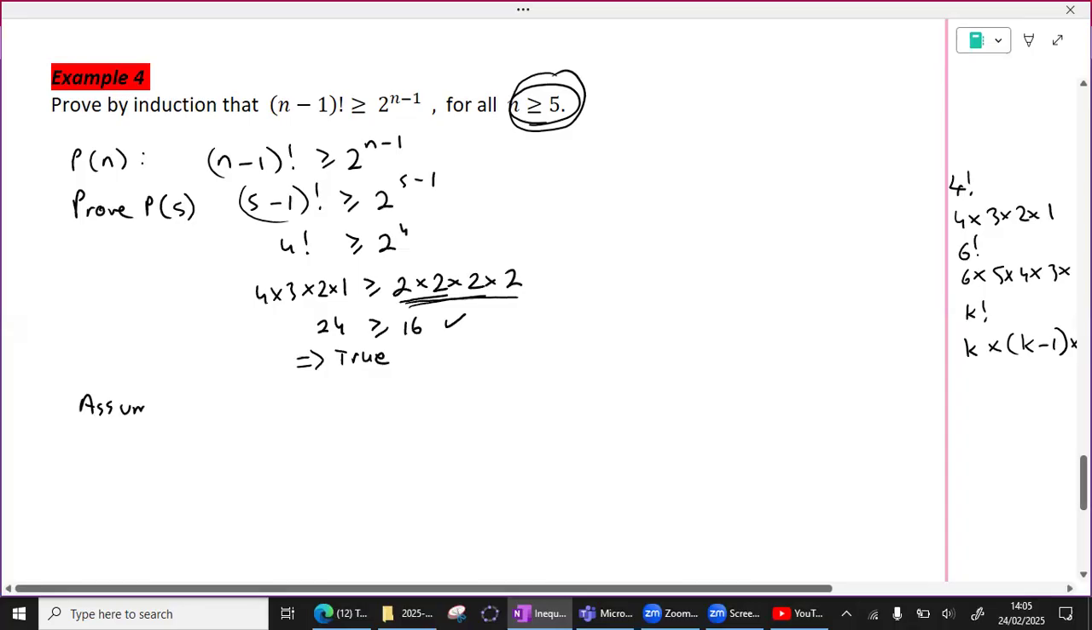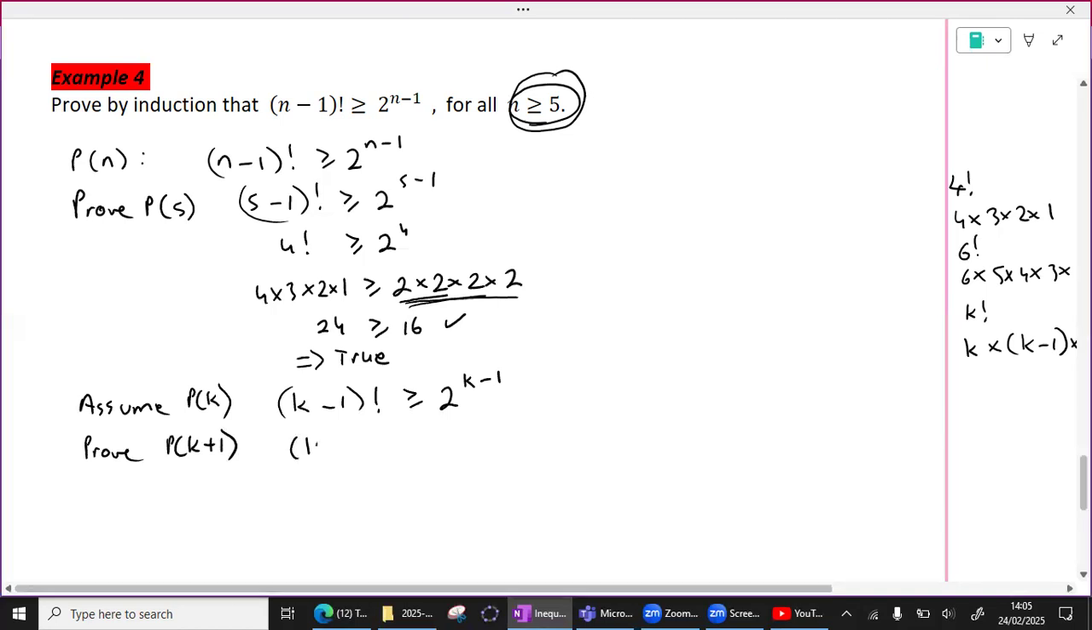Now we move to our assume. Our assume is P of k. Anywhere there was an n, we now put a k. So we rewrite our sentence with a k in the place of n. We then go to our prove sentence, prove P of k plus 1. So anywhere there was an n, we now put a k plus 1. So k plus 1 in the place of n on the left, and k plus 1 in the place of n on the right. I'm just going to tidy this up a little bit. So this just becomes k factorial, and this becomes 2 to the power of k.